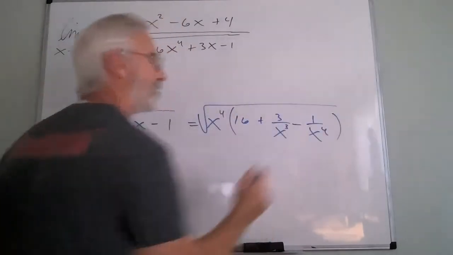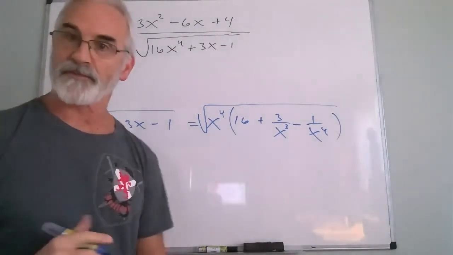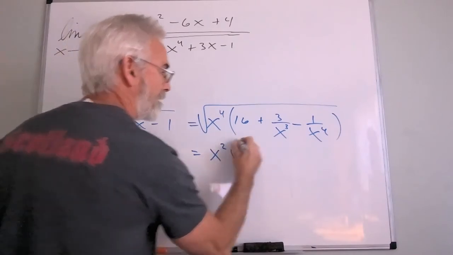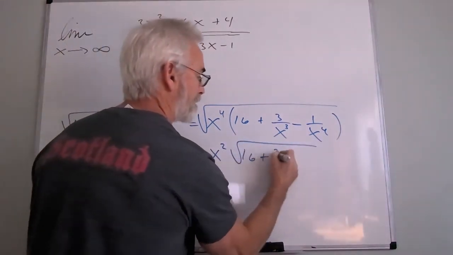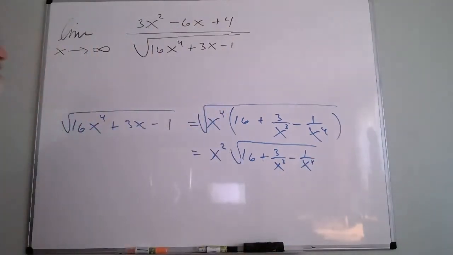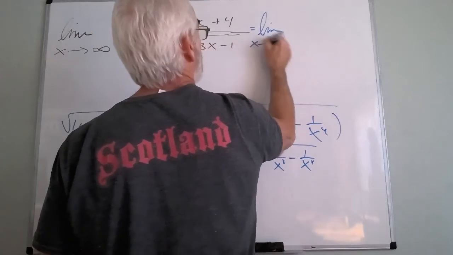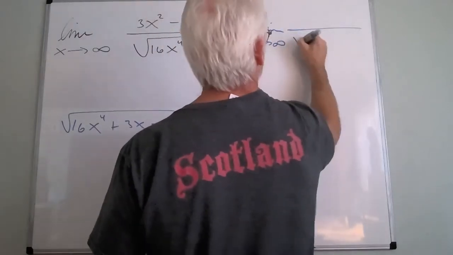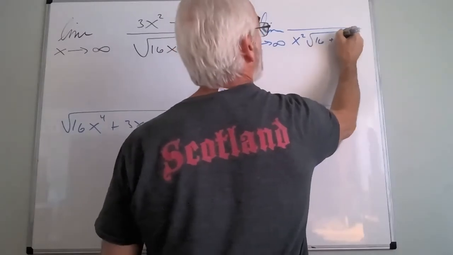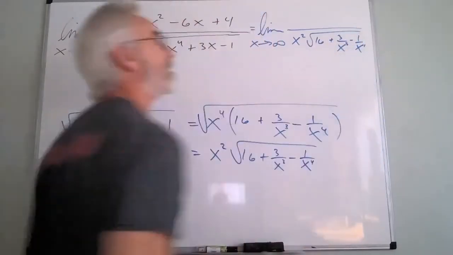And the square root of this. And the square root of a product we know is the product of the square roots. Square root of x to the 4th, I can write that like this. So this is a major, major algebraic step. So I can say with absolute certainty, if I can fit this in here, I might not have left myself enough room. This is x squared times the square root of 16 plus 3 over x cubed minus 1 over x to the fourth.